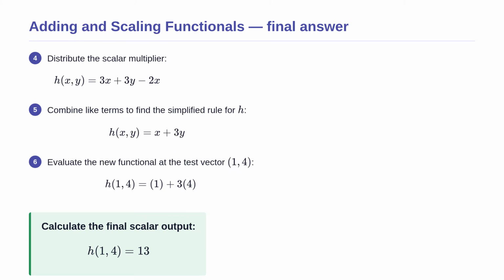Finally, we test this new tool by evaluating it at the vector (1, 4). We substitute 1 for x and 4 for y. 1 plus 12 gives us a final scalar result of 13. This proves that combinations of functionals function perfectly to produce reliable scalar numbers.